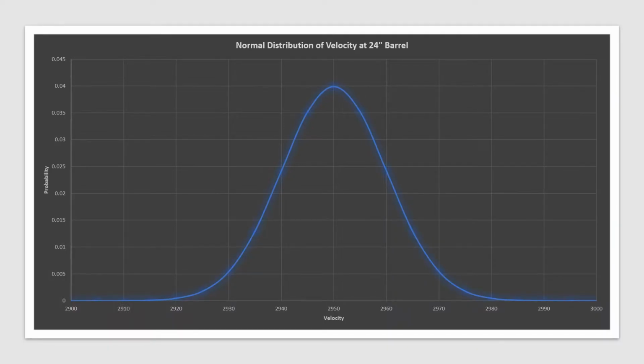Here we have the distribution of the muzzle velocity given a 24-inch barrel. We can see here that the expected value of the muzzle velocity is around 2,950 feet per second, but that muzzle velocity can stray above or below that expected value given a number of factors.